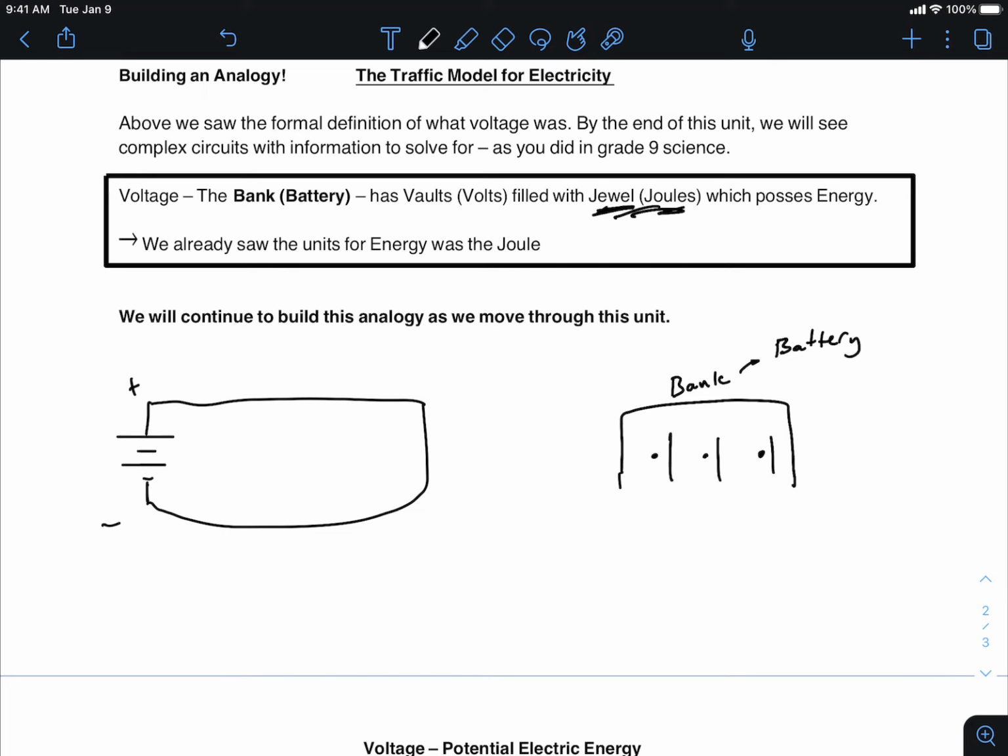So right now, the bank is your battery, okay? At the bank, we have vaults, or volts of potential. There's the potential to do, I don't know, there's potential to make money for taking the joules or something like that, right? And inside each of those vaults, we have joules of energy. Okay. Anybody have any questions so far?